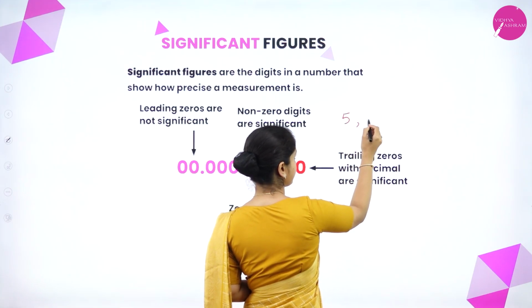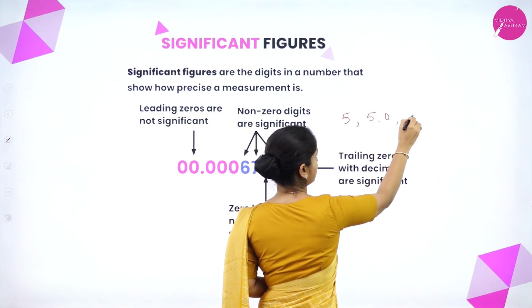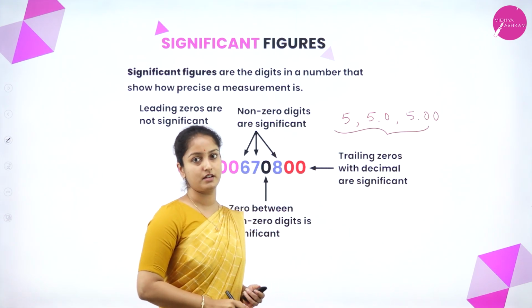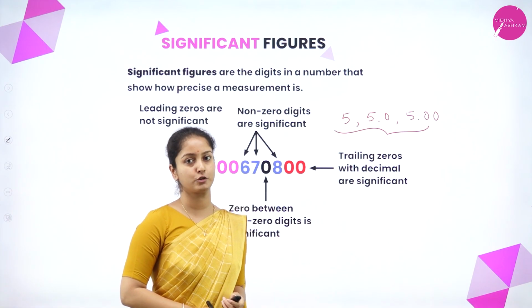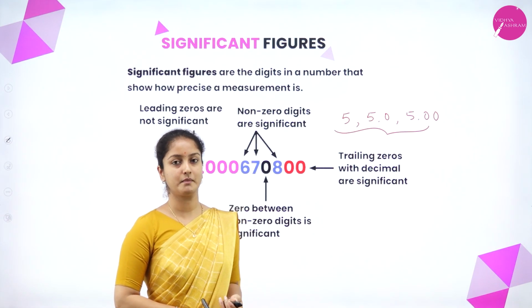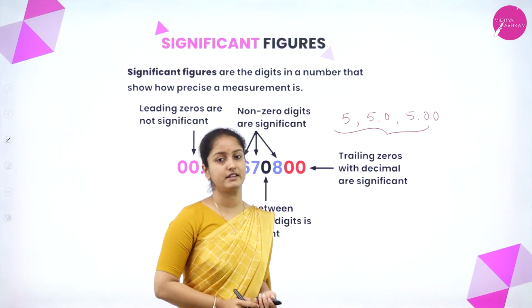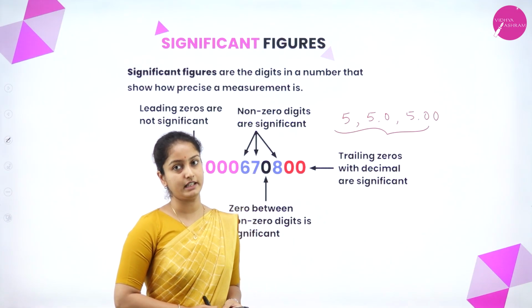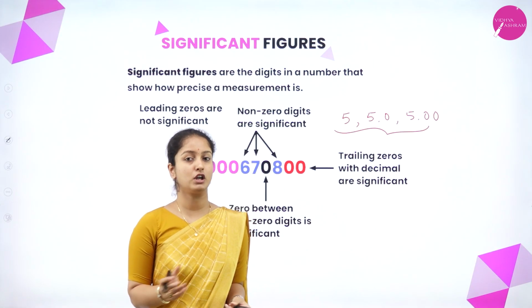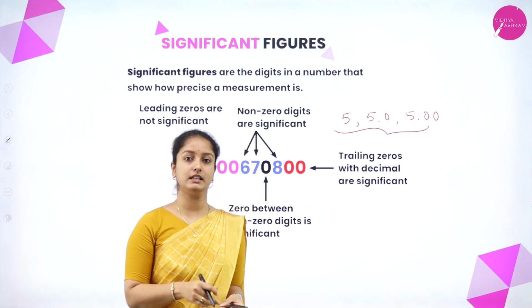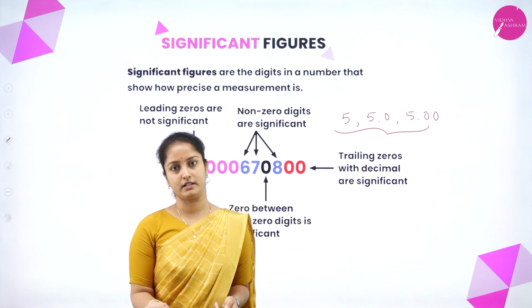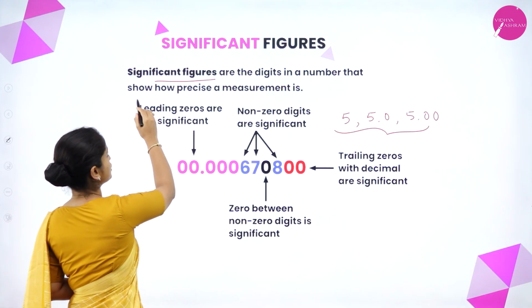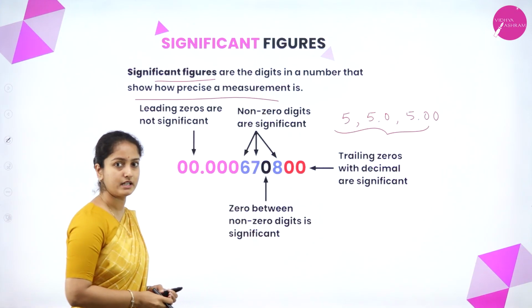Say for example 5, 5.0, 5.00. Is there any difference between 5, 5.0 and 5.00? They seem to be the same number, but these numbers have different levels of precision. So significant figures reflect the accuracy of a measurement and not just a number. Also, they indicate the reliability of a measurement. Significant figures are the digits in a number that show how precise a measurement is.